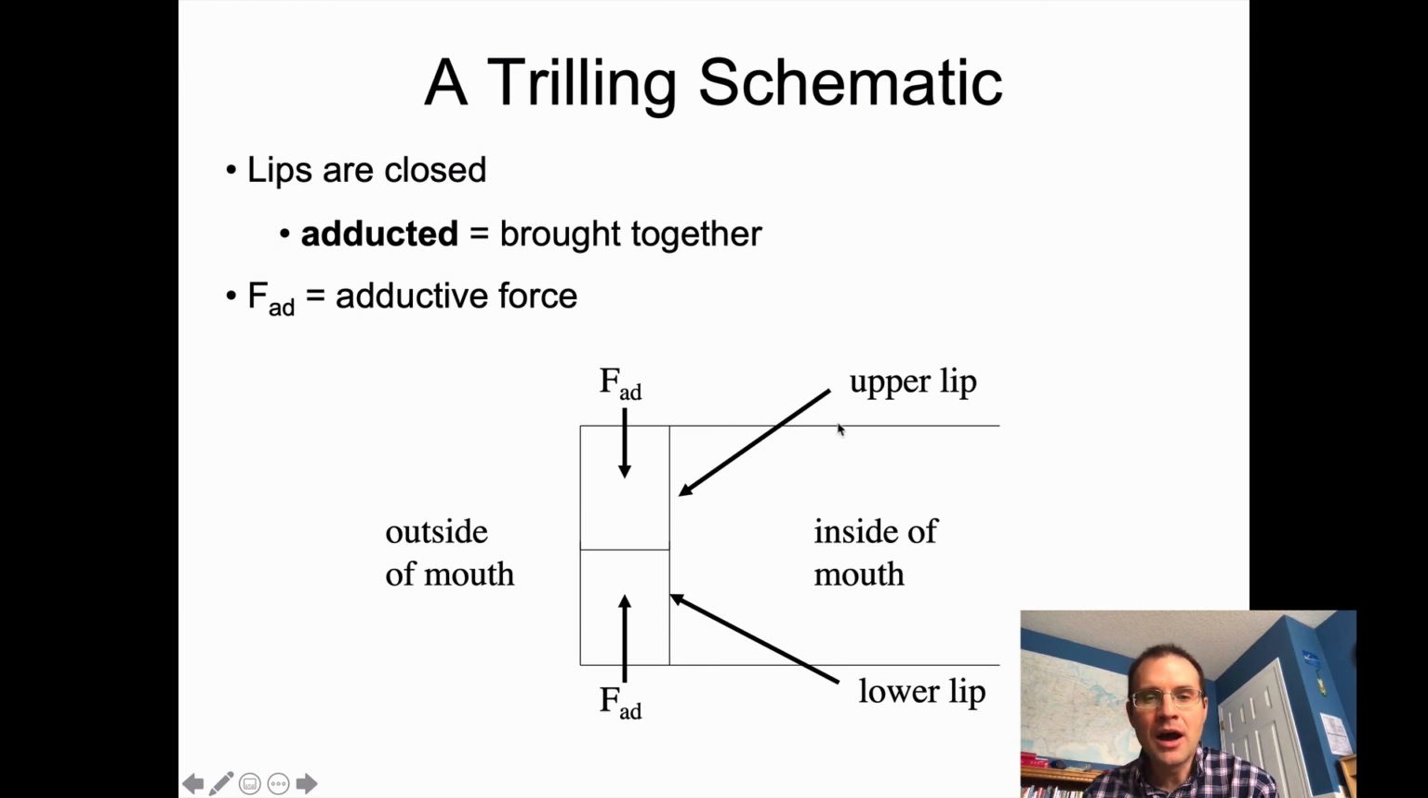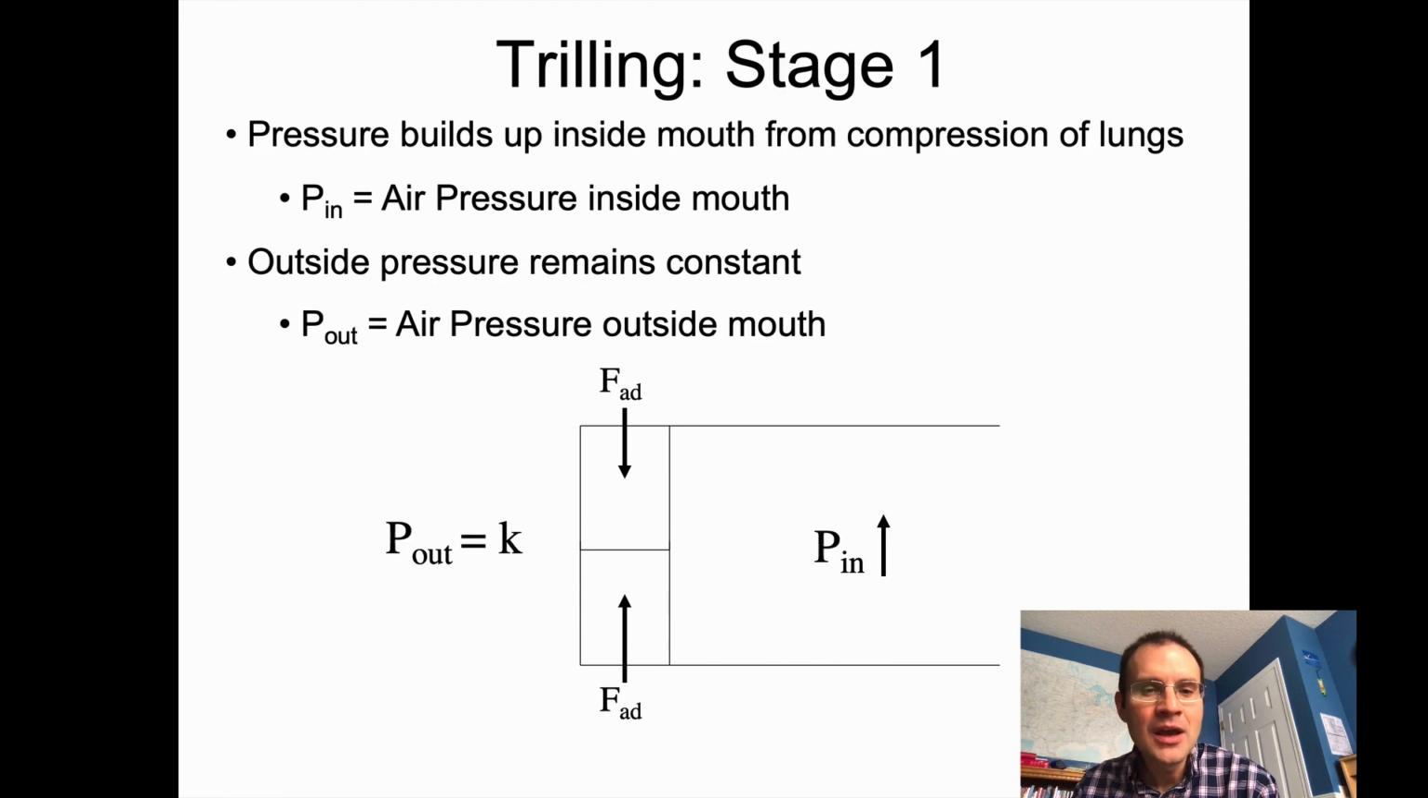Like that. And this is the outside of your mouth. So I've got this labeled as F sub AD, adductive force, the bringing together force on your lips. And then what I do is that I want to get air flowing from the inside of my mouth out. So I decrease the volume of my lungs. Air pressure increases inside of my body.